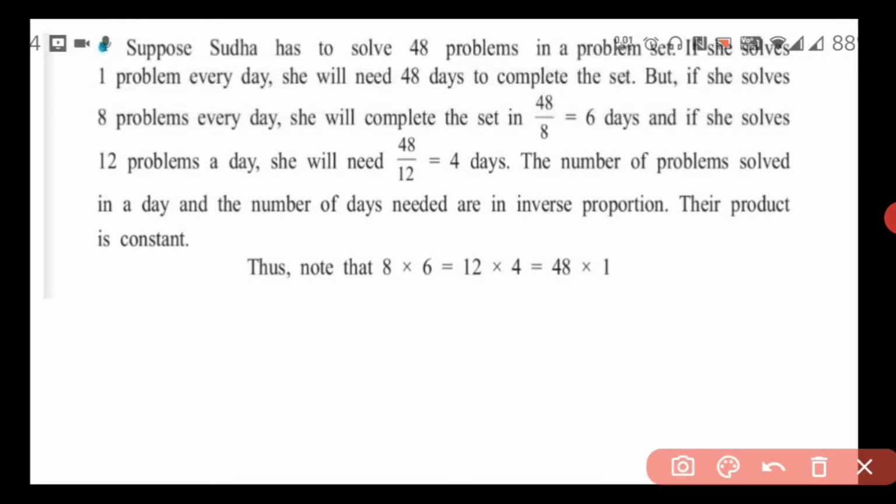There are 48 problems. If she solves one problem one day, one problem. These are the problems, okay, and the number of days.